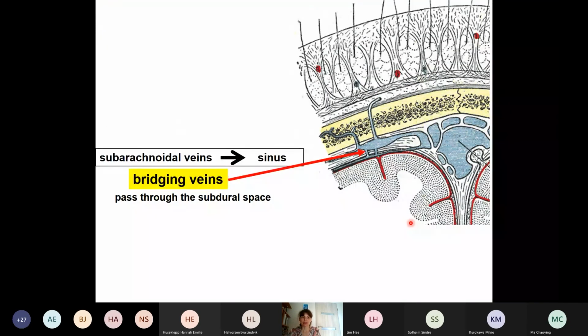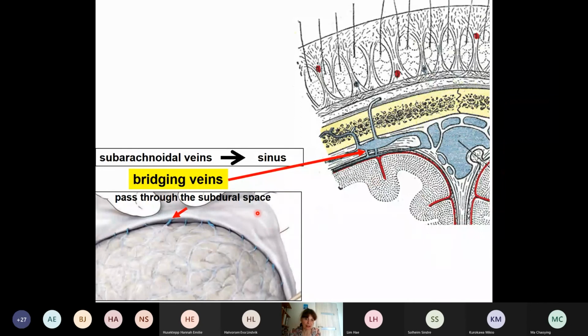Some words about the bridging veins. Yes, bridging veins are shown here in this schematic drawing, and as you can see, these are actually the connections between the superficial veins and the venous sinuses. So they will pass the dura to be able to enter into the sinuses.